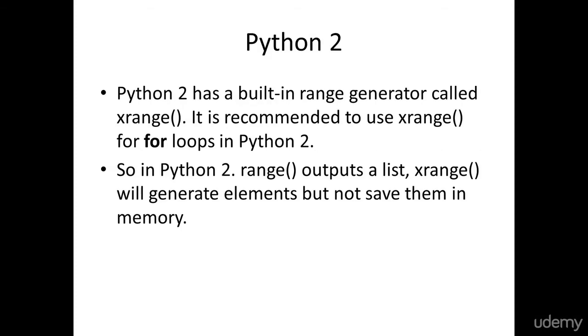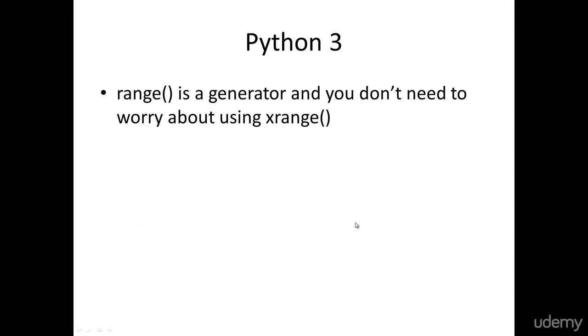So specifically for Python 2, Python 2 has a built-in range generator, and it's called xrange. And it's recommended to use xrange for for loops in Python 2. So in Python 2, the normal range function is going to output a list, and it's going to save all those numbers into memory. Xrange will generate elements, but not save them into memory. Now, if you're using Python 3, the normal range is already a generator, and you don't need to worry about using xrange. You'll only ever just use range, and that's it.